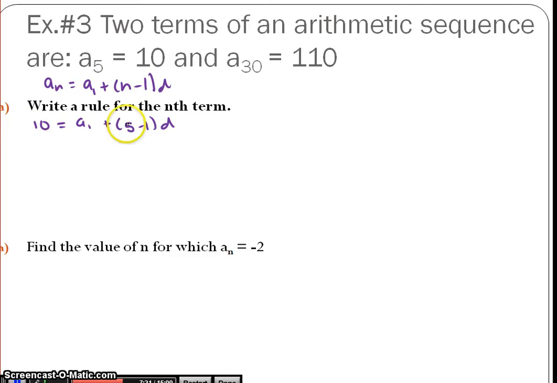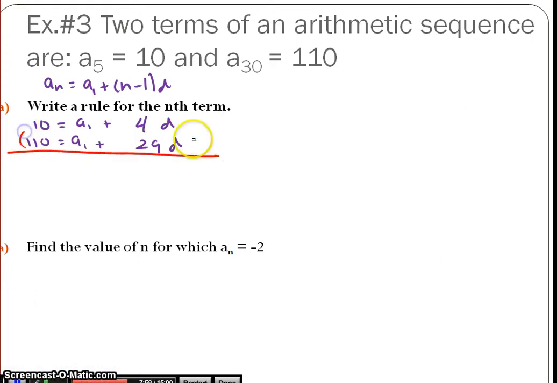So this first bit of information gave me that, and this is my second bit of information to give me a second equation. So I have 110 is a1 plus the n that goes with this is the 30th term, 30 minus 1d. Okay, so from that, I'm just going to simplify. 5 minus 1 is 4. 30 minus 1 is 29. So I have two equations, two unknowns. You can use various methods to solve this. I'm going to use elimination.